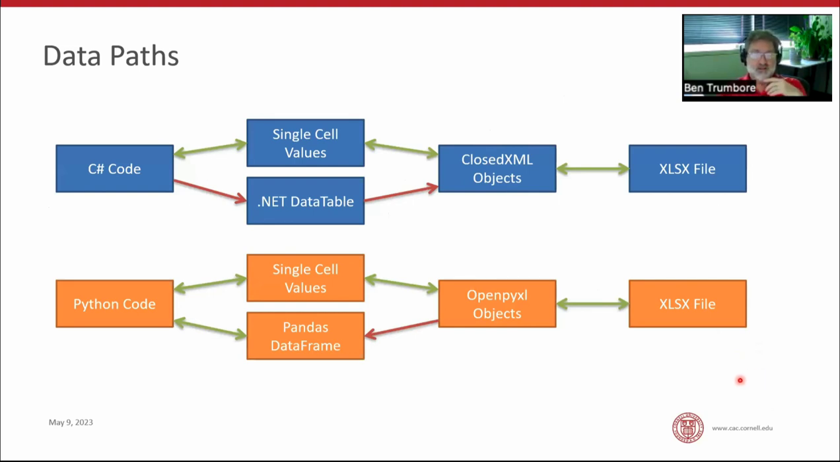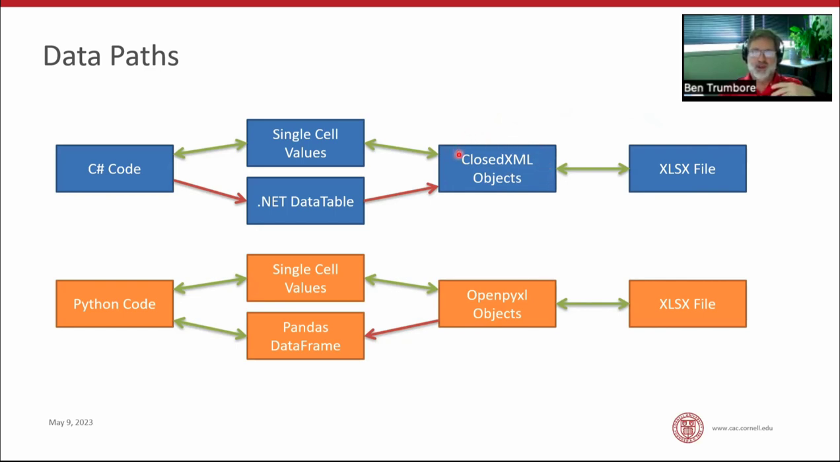I think I made a mistake here. Okay, these are the paths of data flowing that we're going to talk about today. The blue rectangles at the top are the C# example, and the lower orange ones are the Python example. So if you write code that loads in an XLSX file, it will be parsed and stored in a format that is defined by the package. For C#, the package we're going to be talking about is called ClosedXML. It's sort of a play on the name OpenXML, which was Microsoft's library for reading the files.